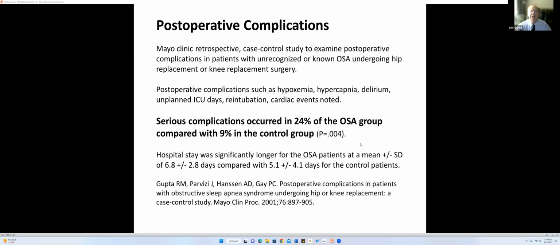Now, in this particular study, they looked at postoperative complications at Mayo Clinic, and they found that serious complications occurred in 24% of the obstructive sleep apnea group compared to 9% in the control group. And so this study suggests that hospital stay is significantly longer in obstructive sleep apnea patients, a mean, in this case, of 6.8 days compared with the mean of 5.1 days in the control group.